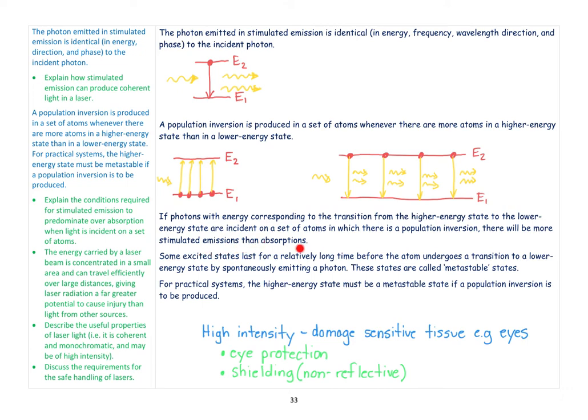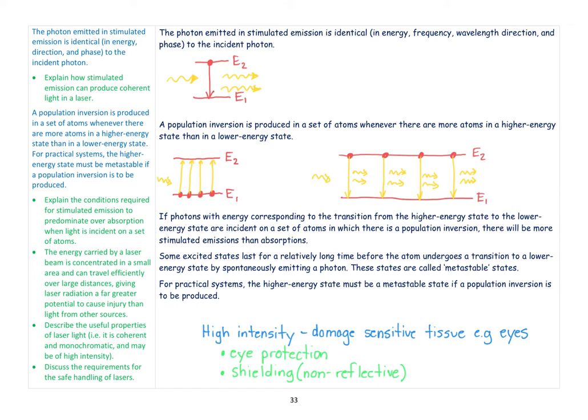And to do that, we need to use, well, let's read what we've got here. Some excited states last for a relatively long time before the atom undergoes a transition to a lower energy state by spontaneously emitting a photon. These states are called metastable states. So, I talked in the fluorescence video about very long-lasting excited states leading to things like luminescent and things that glow in the dark. Well, metastable states are a little bit like that. They don't need to last for minutes and hours, but they will last for relatively long times in terms of physics.